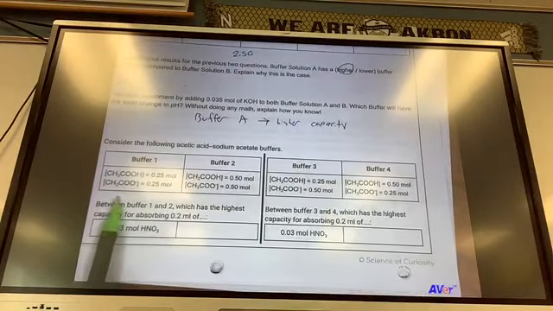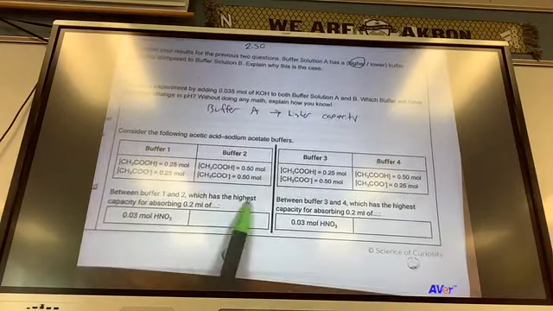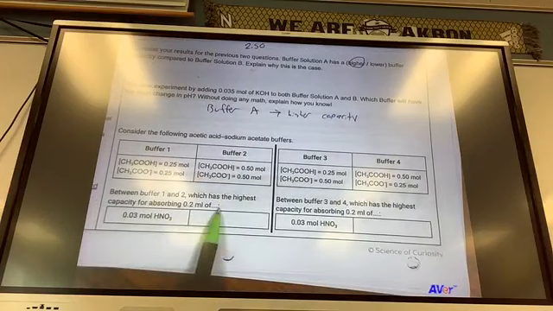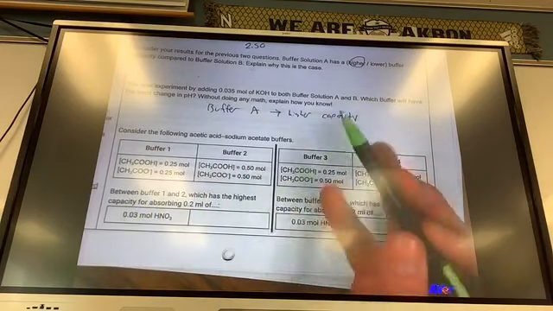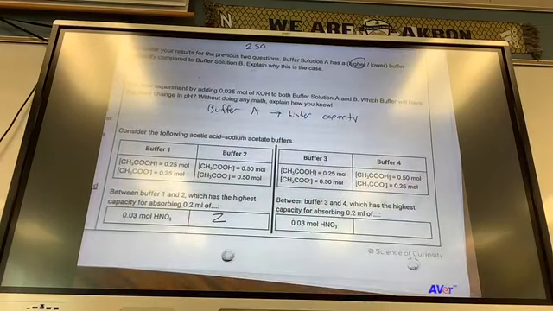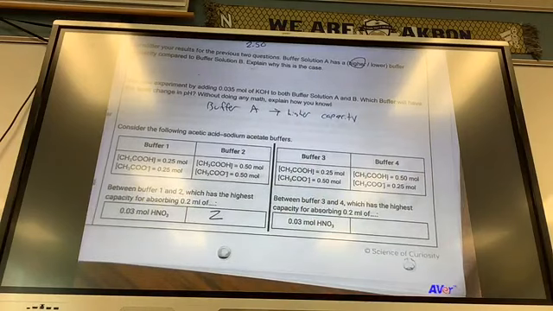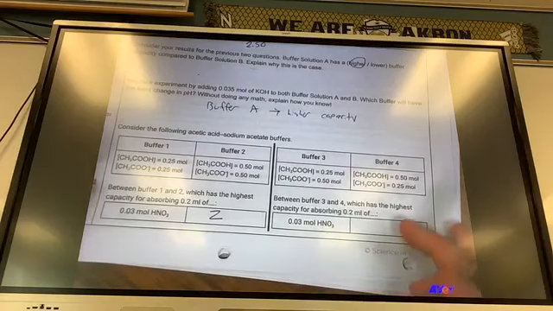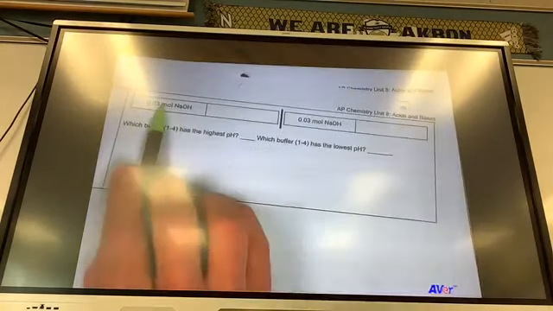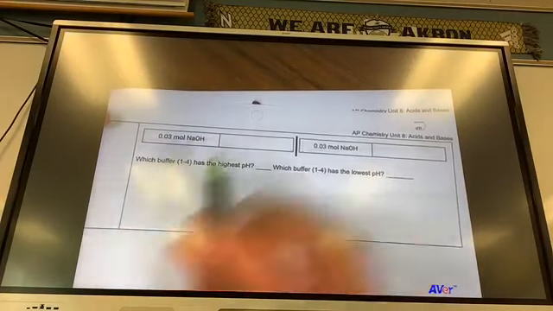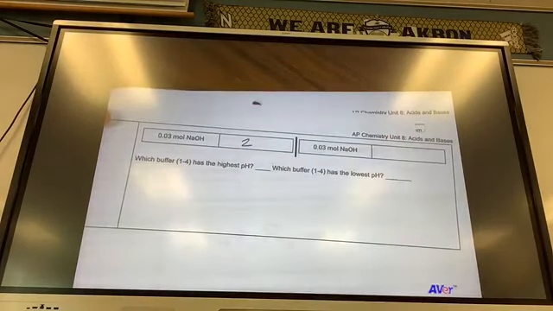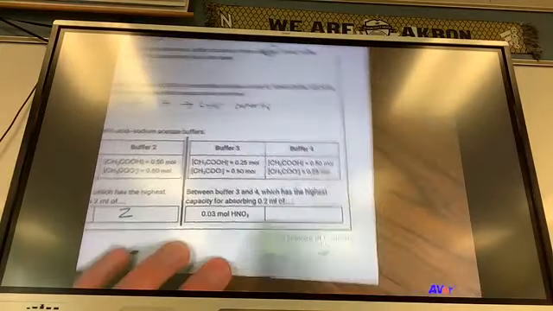Down here, buffer 1, buffer 2. Between buffer 1 and buffer 2, which has the highest capacity for absorbing 0.2 moles of 0.03? Don't overthink this. Buffer 1, buffer 2, which one? Because it has more moles. What about 0.03 moles of NaOH? Buffer 1 or buffer 2? Buffer 2, because more moles, higher molarity.